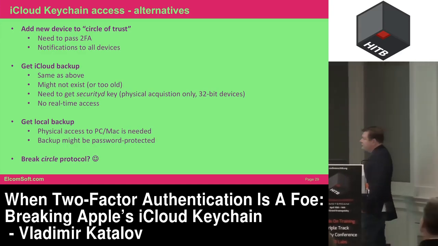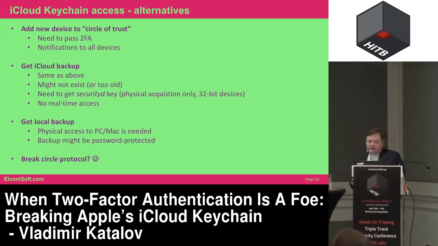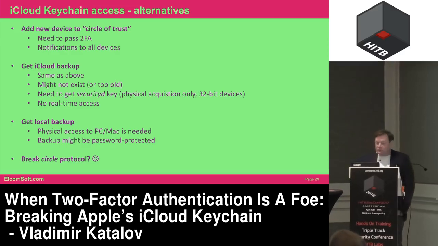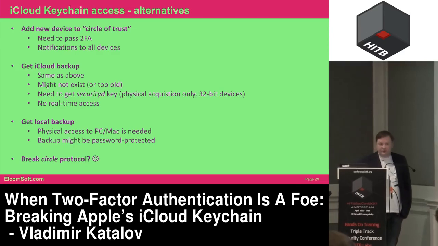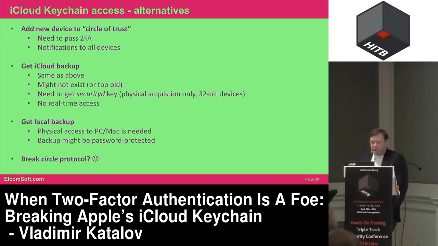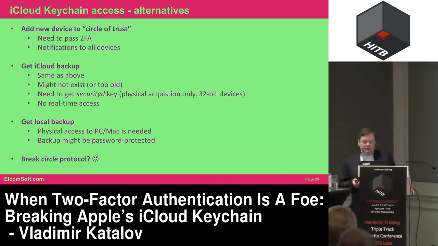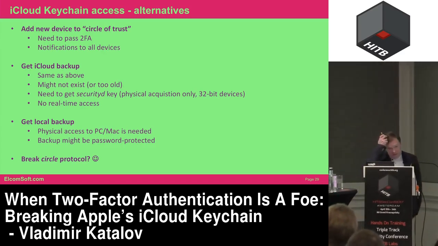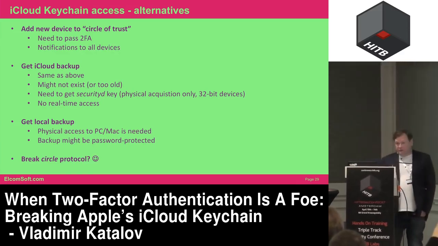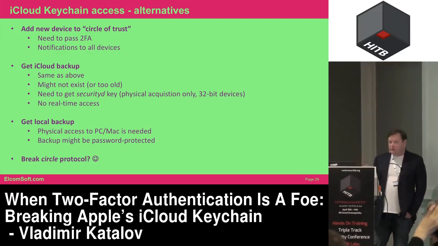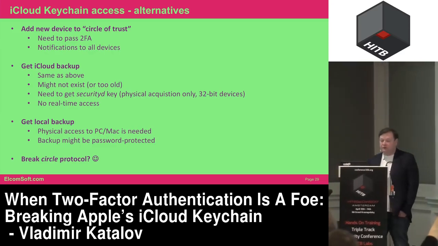So what are the alternatives for accessing the keychain this way? Of course, you can add a new, for example, fake device to the circle of trust. But that is easy to do from the point of view of the protocol, but you'll have to pass that two-factor authentication, and once you try to add the new device, a notification will immediately appear on all the devices connected to the same account.